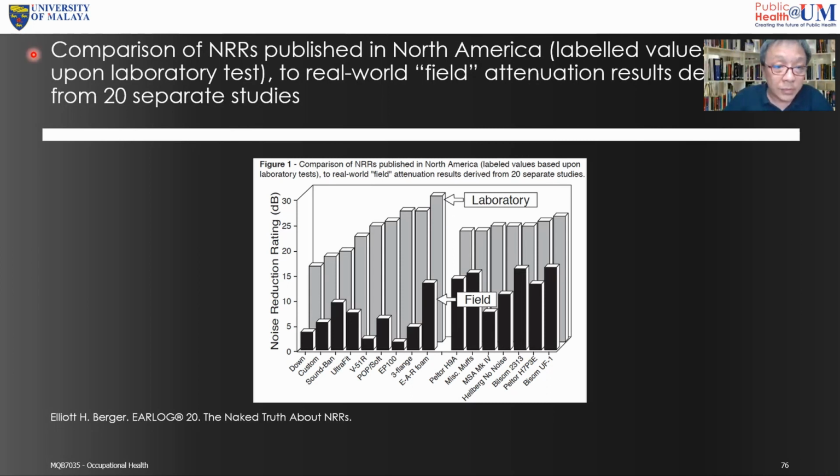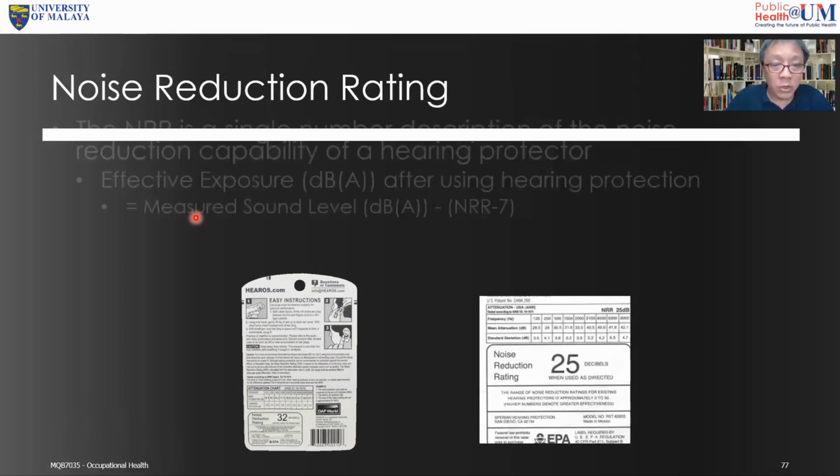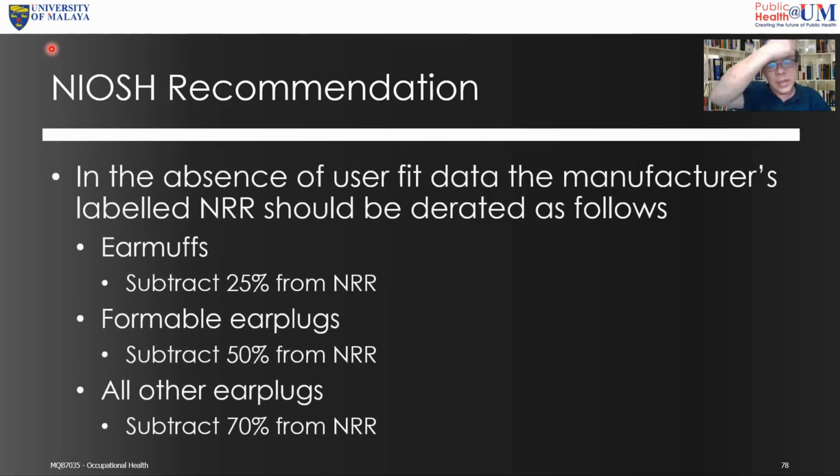That is why you need to calculate how to reduce the NRR. So NRR is a single number description of the noise reduction capability of a hearing protector. So what you need to do for effective protection is to take the measured sound level minus NRR minus 7. All right, so NRR must be minus 7 first. Then if you're using an earmuff, you must subtract another 25% from the NRR before you subtract the 7. If you're using a formable earplug, minus 50%, and if you're using other earplugs, minus 70% of the NRR.